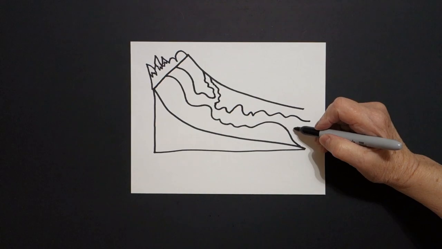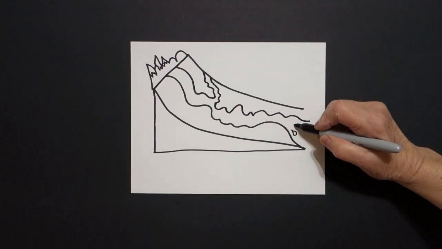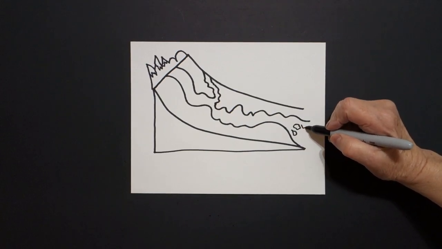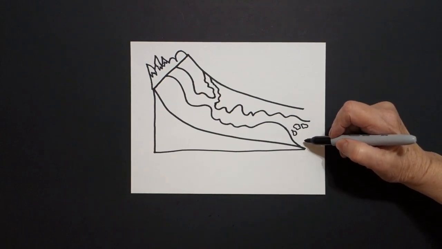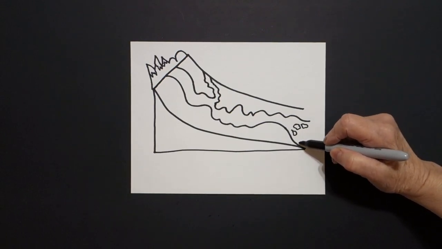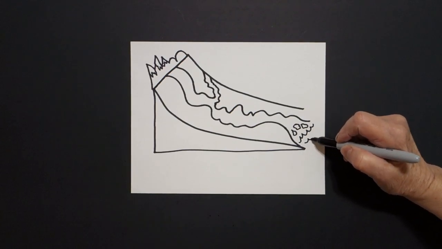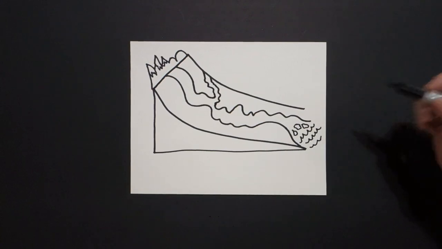Come right here at this space, and we're just going to draw curve line connect, wavy line connect, curve line, wavy line connect. And right here at this space, we're just going to go curve line, curve line, curve line, curve line.